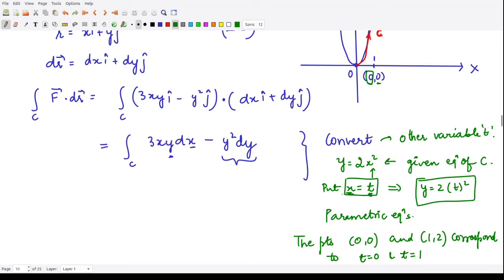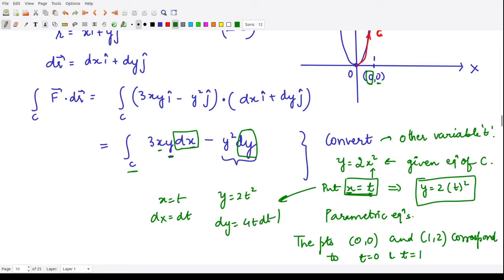And moreover, we now have the values of x, we now have the value of y, we have the limits, but what about this dx and dy? So we also have to calculate them. When you differentiate the equation x is equal to t, you have dx is equal to dt, and when you differentiate the equation y is equal to 2t square, you have dy is equal to 4t dt. So you can substitute these quantities into the given integral.